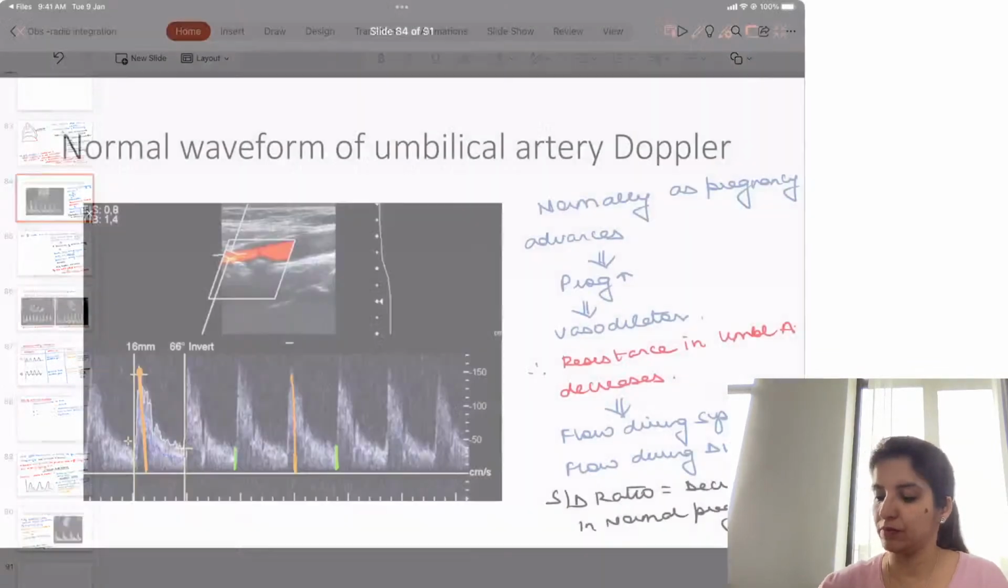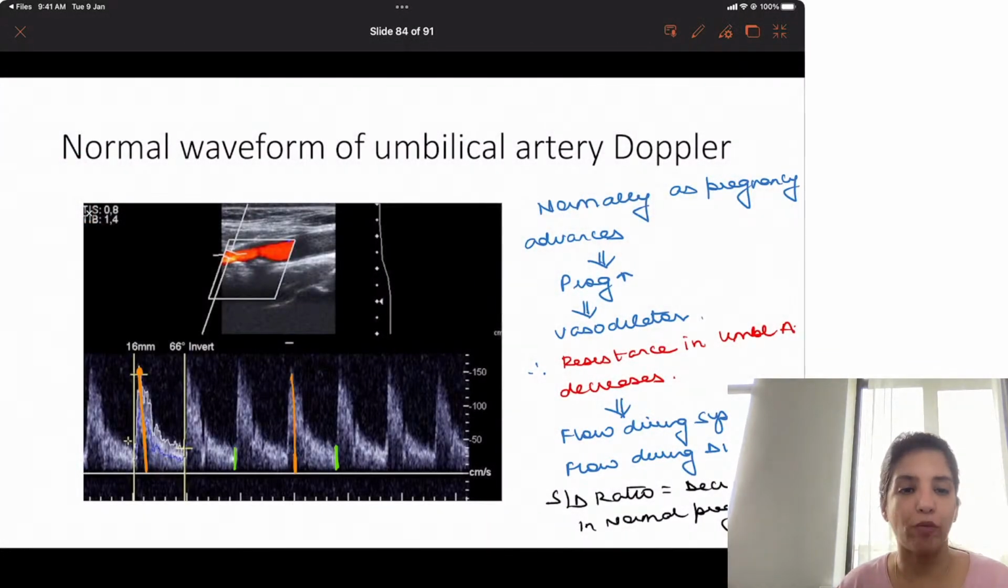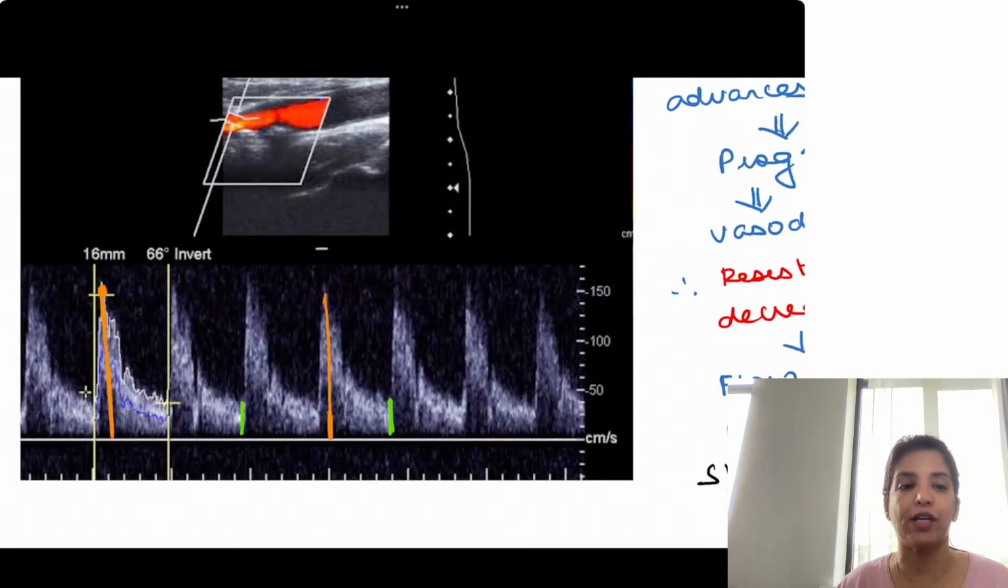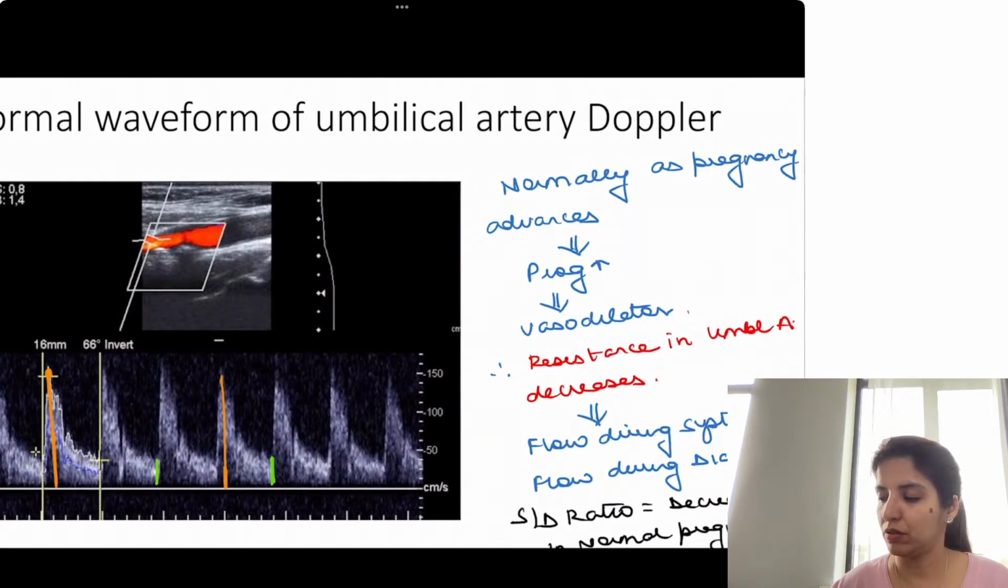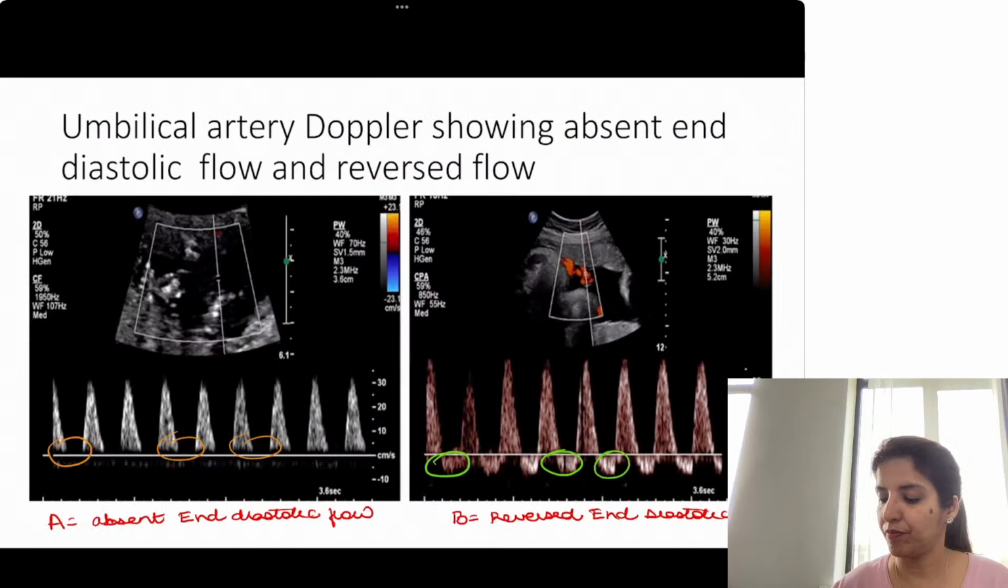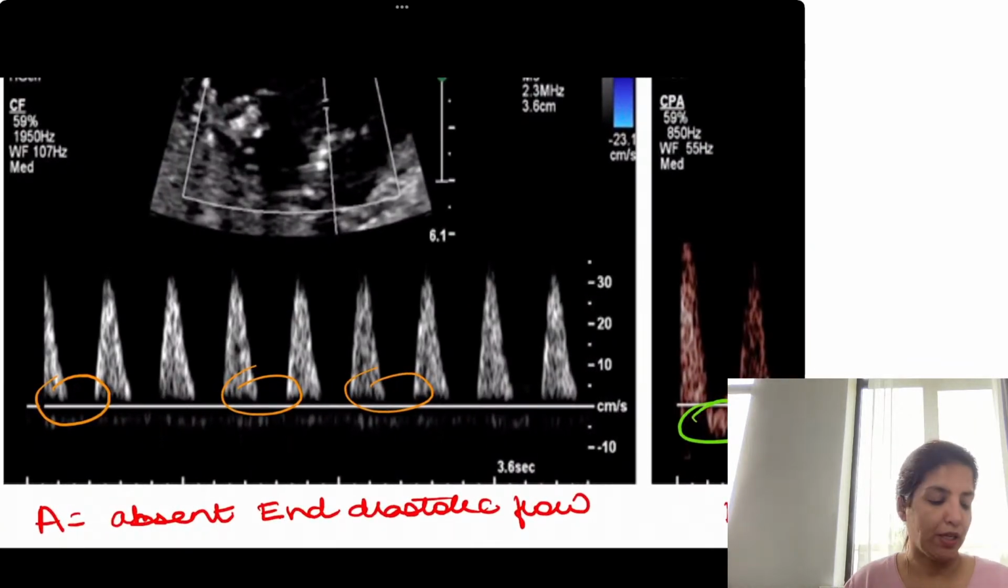So look here. This is a normal waveform. In the normal waveform, this orange color line is showing you blood flow during systole. Green color line is showing you blood flow during diastole. Right? Now look over here. Look at this Doppler. In this Doppler, what are you seeing? You are seeing there is no blood flow during diastole. So this is absent end diastolic flow. When you have absent end diastolic flow, you have to terminate pregnancy at 34 weeks.